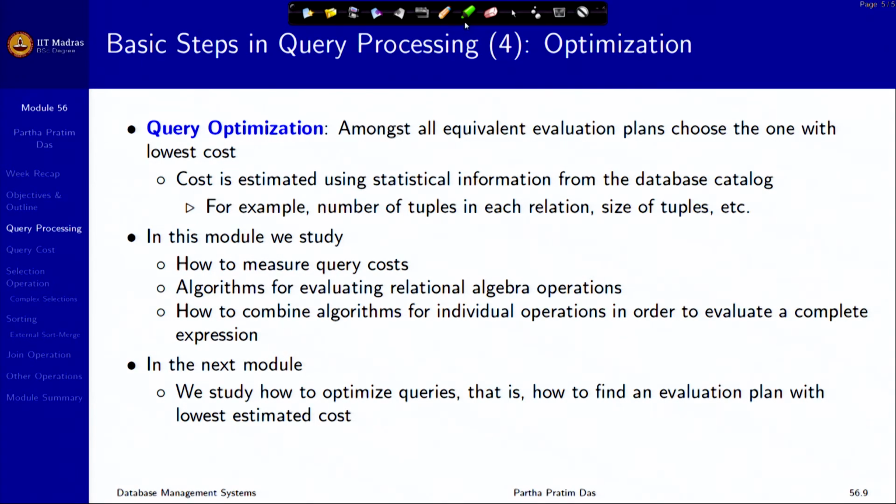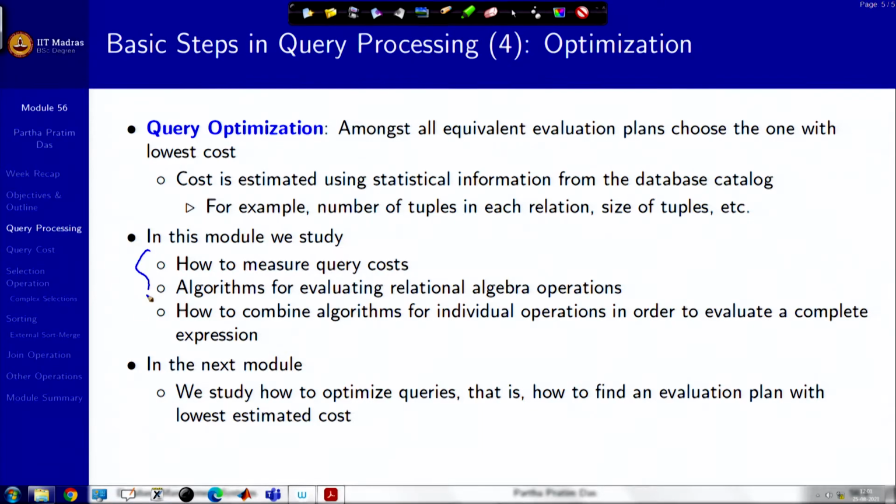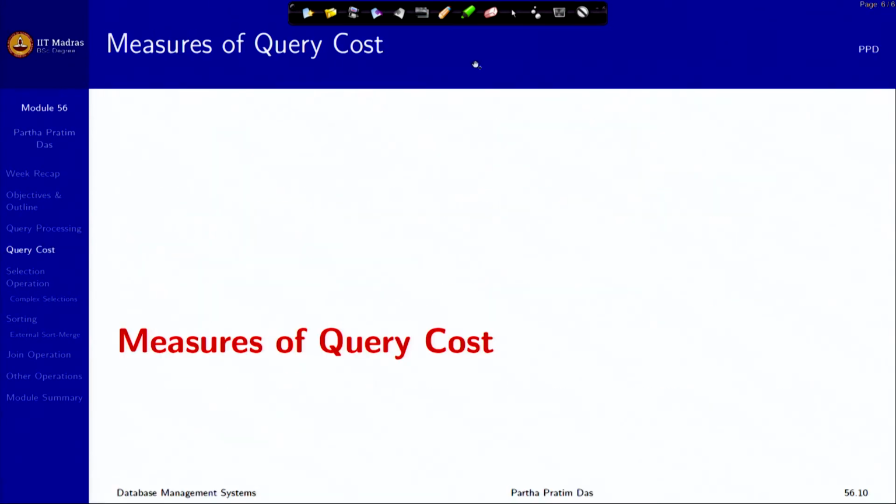And here, therefore, we need to know what these cost measures are, what the algorithms available for evaluating relational algebra expressions are, and how to combine them to get an evaluation for a complete expression. So, these are the three major components: the cost, the evaluation of individual relational expression operations, and then combining them into a complete expression. And in the next module, we talk about optimizations that are possible.